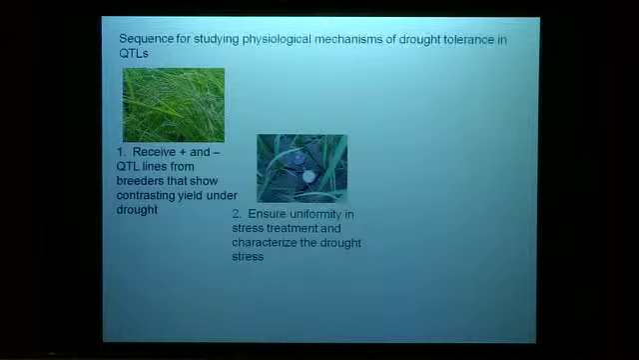Then we put a lot of effort into ensuring uniformity in our stress treatment and characterizing what kind of stress we have. Basically, we're really focused on reproductive stage drought stress because it causes the greatest yield losses. But this is a really important step because there are so many different types of drought: seedling stage, vegetative stage, reproductive stage, moderate, mild, severe. For that reason, we should really know what kind of drought is occurring, not just drought or well-watered.